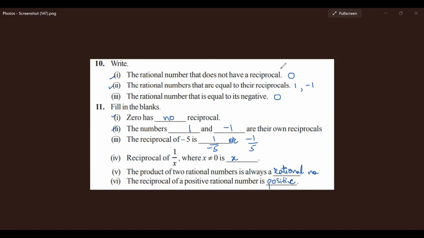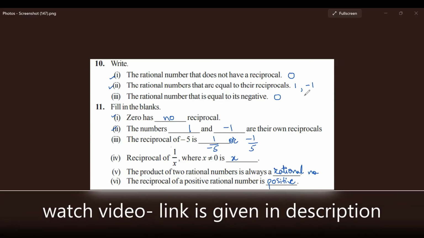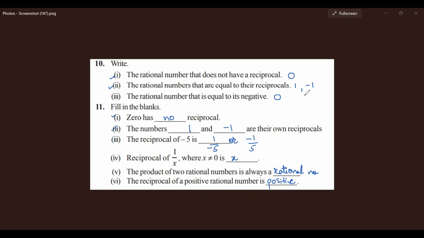I hope it's clear to everyone. If you didn't understand anything, you can write in the comment box as well. If you have any doubts related to the properties and all, you may watch the previous video of mine. I'll share the link in the description box also, and you will get the link from there. You can watch the video related to rational numbers or integers. So this is about exercise 1.1.